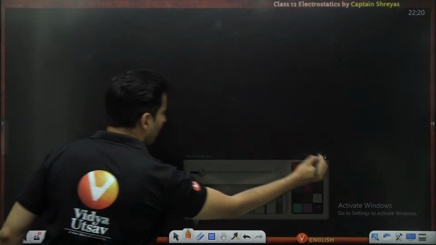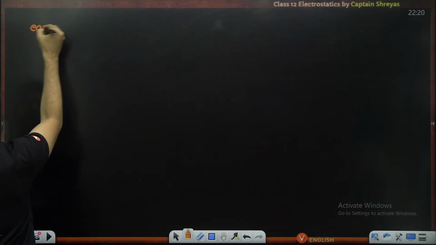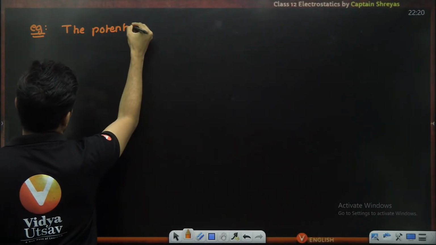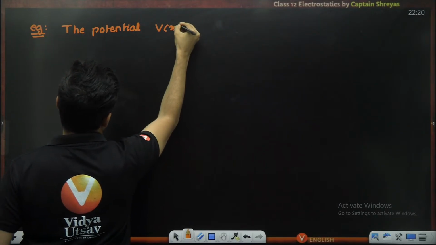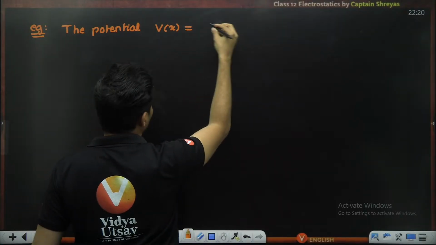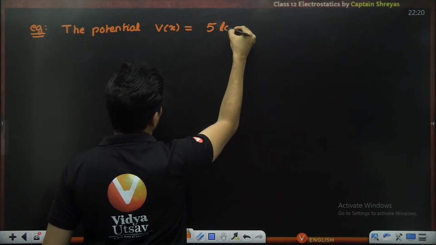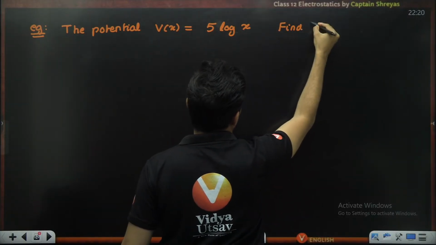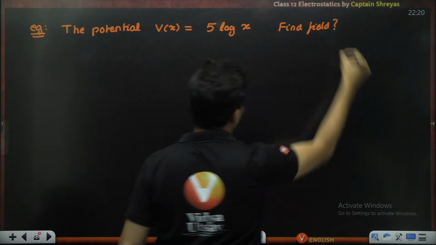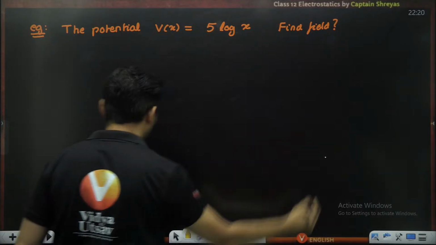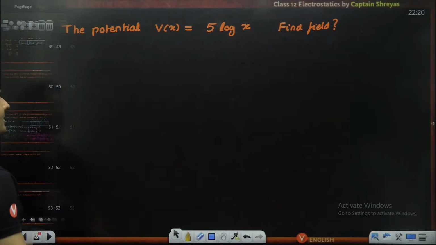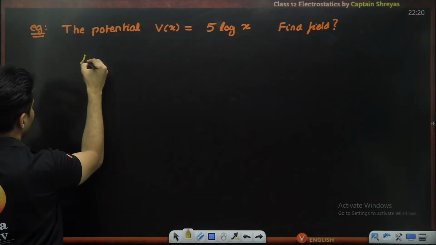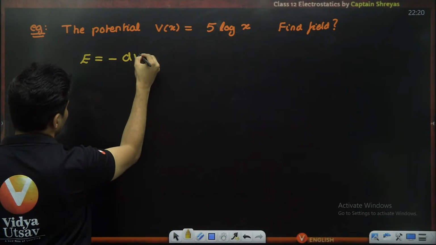For example, say the question says the potential V as a function of x is, let's say, 5 log x. Question is find the field. That kind of question. Okay. So let's see how do we do it. As you can see that whenever potential is given and field is asked, field is minus dV by dr.